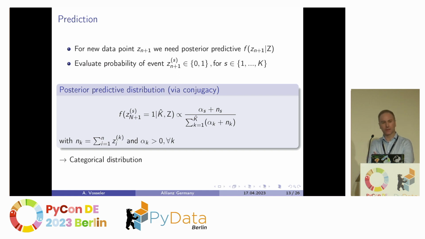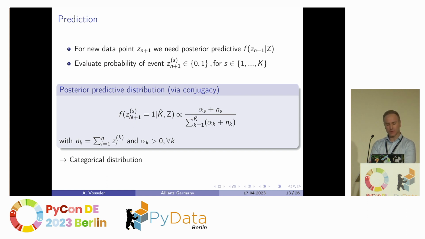In a Bayesian context, obviously we need the posterior predictive distribution for a new data point. And this is, again, straightforward to calculate because we are in some sort of multinomial Dirichlet conjugacy, and we can calculate that more or less by hand. So this has the form of a categorical distribution. And this is really the probability of a new data point being in the S bin, so to say. So it's very simple to compute.